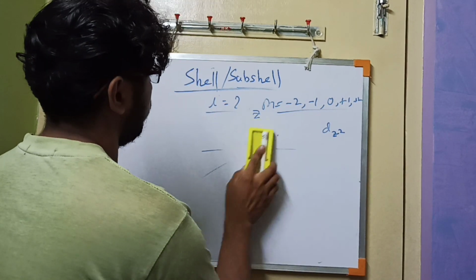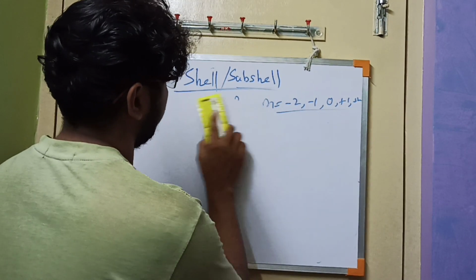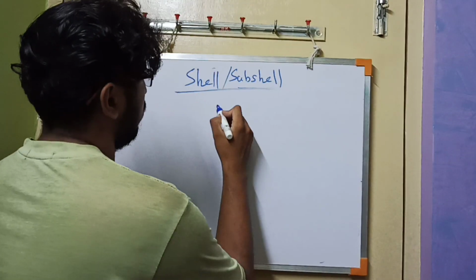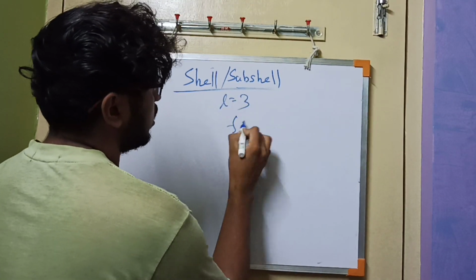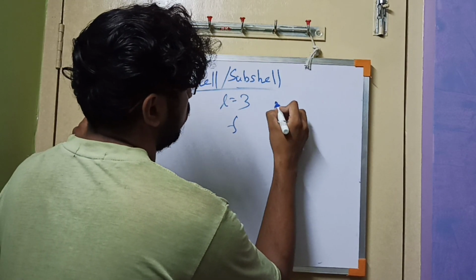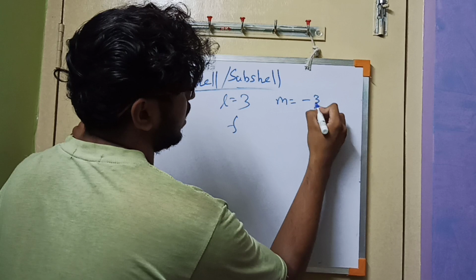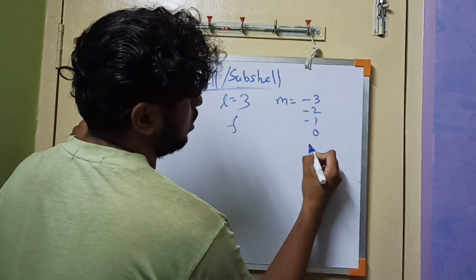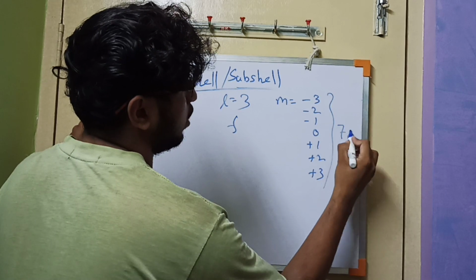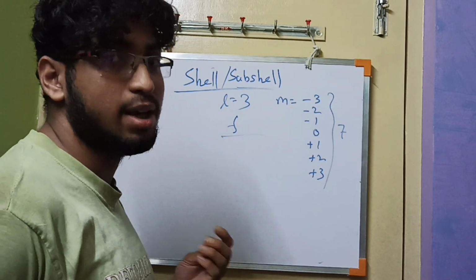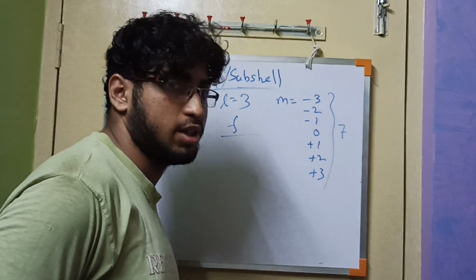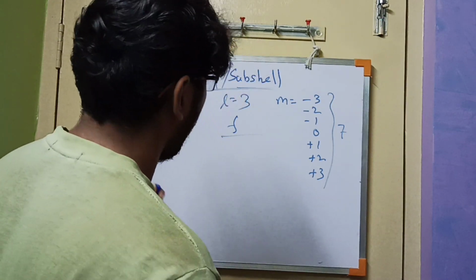Now, the final one, for L equal to 3, it was f orbital or f subshell, and the value of m was -3, -2, -1, 0, +1, +2, +3. That means there are 7 values. So there are 7 orbitals in a subshell.